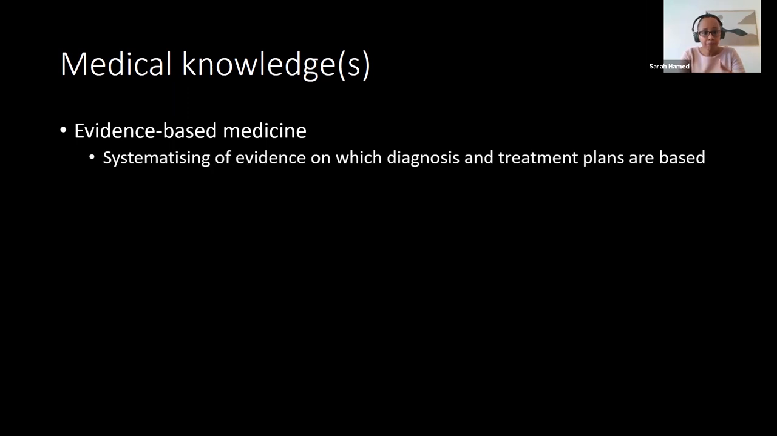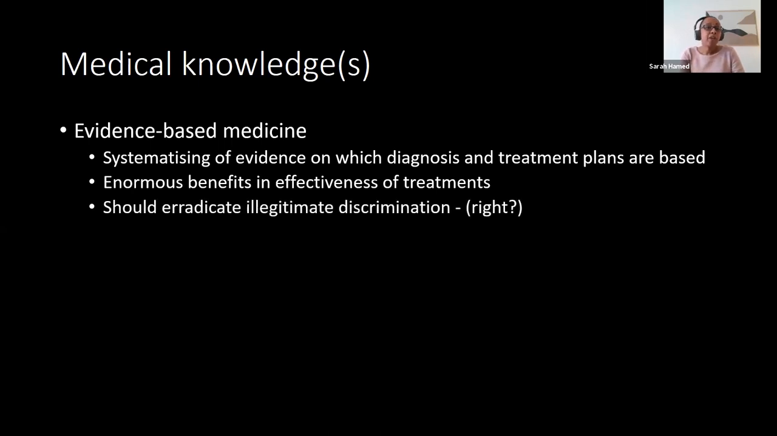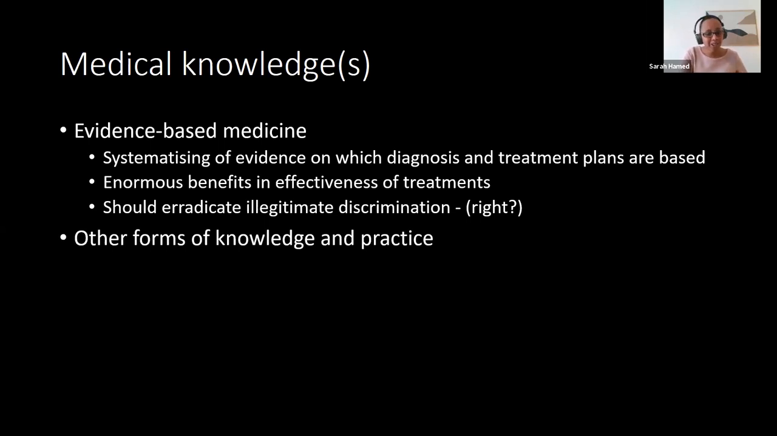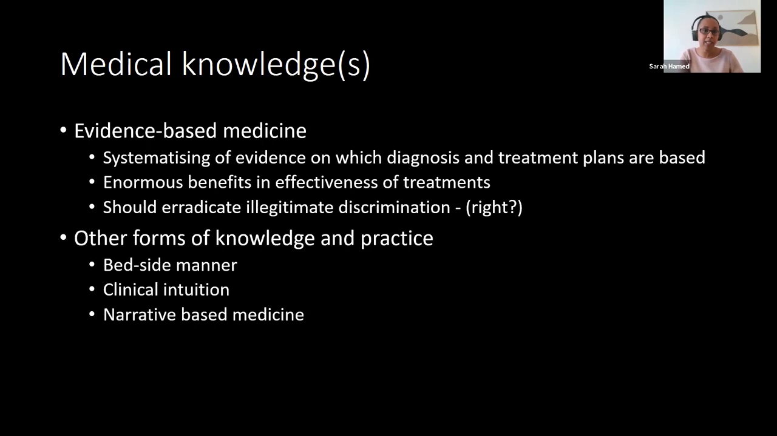One of the things that one can use when it comes to theory is medical knowledge, and this is something that I've used in my research. Medical knowledge is often seen as evidence-based medicine, which is based on rationality and neutrality and objectivity, and that's given us enormous benefits in effectiveness of treatments and systemizes evidence on which diagnosis and treatment plans are based. But there is this notion in healthcare that evidence-based medicine, rationality, neutrality, and objectivity should also eradicate illegitimate discrimination in theory. But we know from sociological research that there are other forms of knowledge and practice, like bedside manner or clinical intuition, or what we call narrative-based medicine, that also informs diagnosis and treatment that is not necessarily evidence-based.